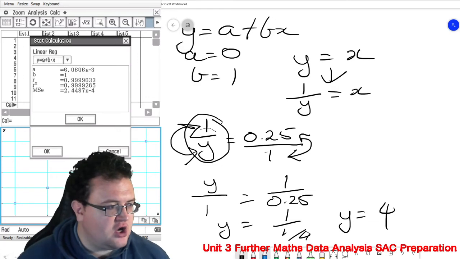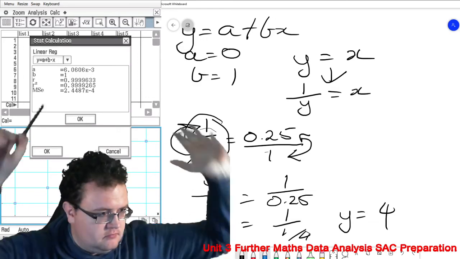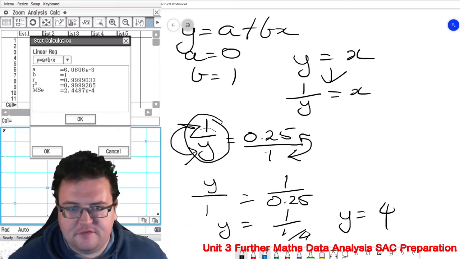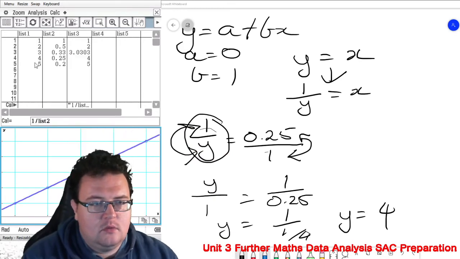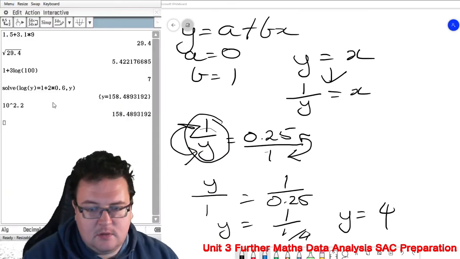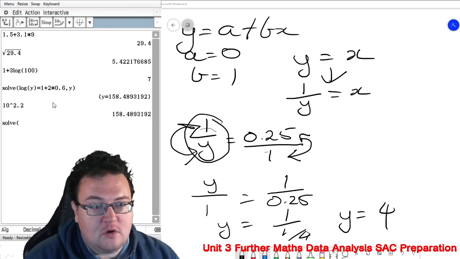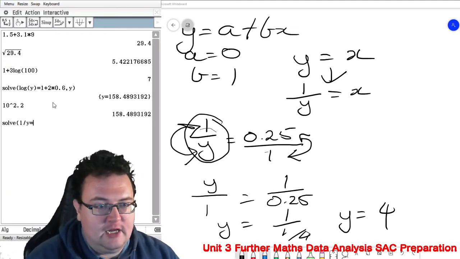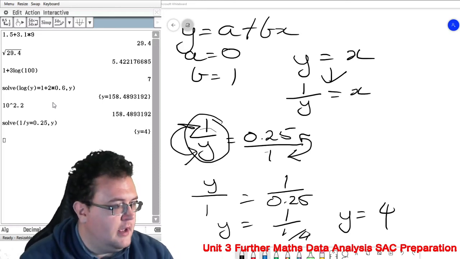Now again, you can just go back into your CAS and solve this yourself. Menu, main, solve. 1 on Y equals 0.25, comma Y, and I'll tell you why it's 4.